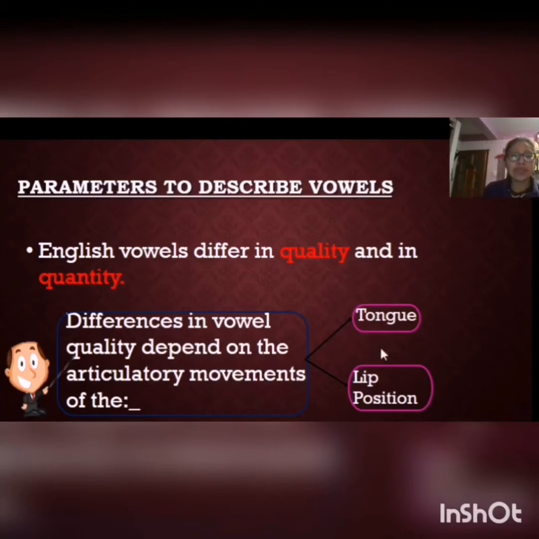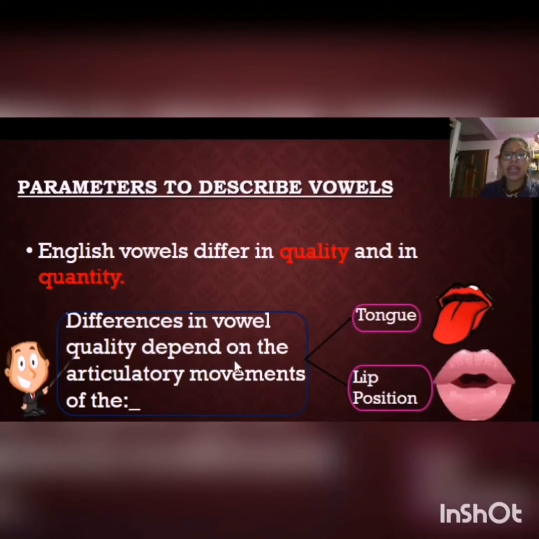Now, first of all, differences in vowel quality depend on the articulatory movements of the tongue and the articulatory movements of the lips. So, depending on the position of the tongue and the degree of tongue rising, and depending on the position of the lips, we get different vowel qualities. For example, when I pronounce this vowel e, and when I pronounce this other vowel o, both differ in the position of the tongue and in the position of the lips.